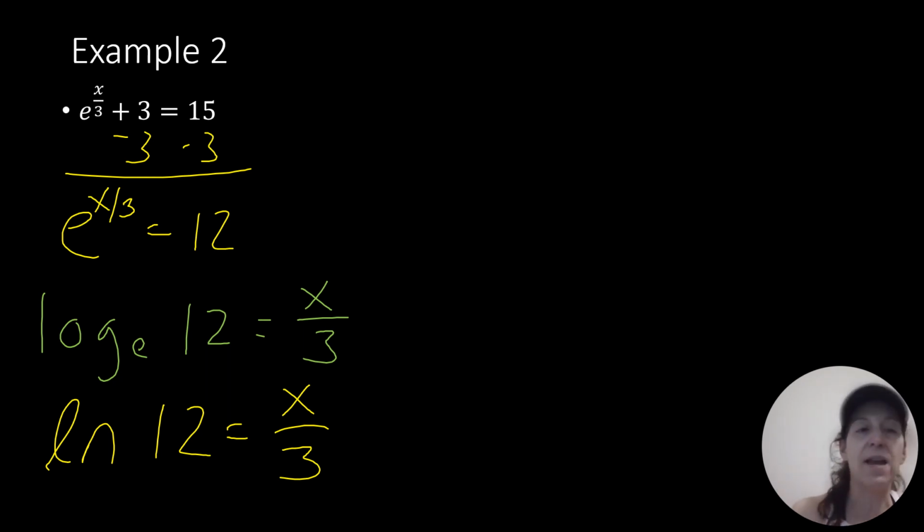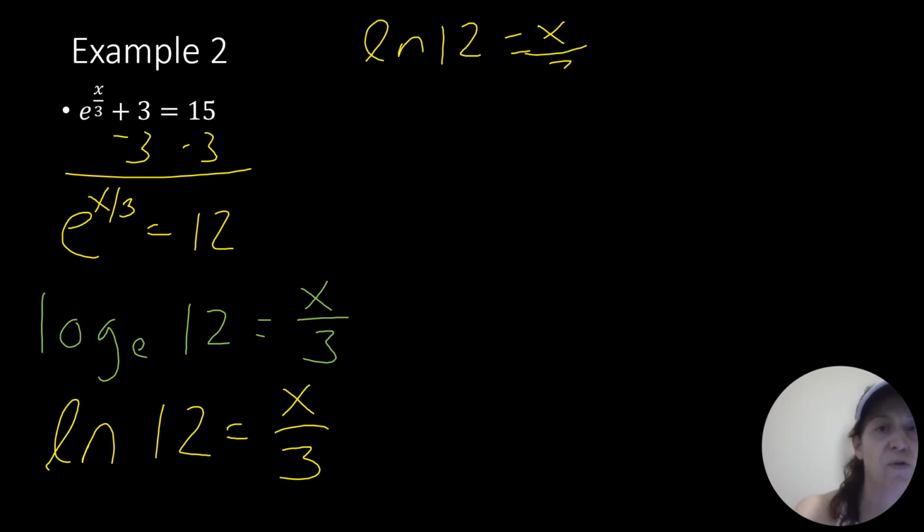Okay. Again, no pressure from me. I just want to make sure that it's clear. Like if you do that in another teacher's class, they might not like it. All right. And then we would evaluate the natural log. So this is natural log of 12 is x over 3. And I type into my calculator natural log of 12, and I get 2.4849.